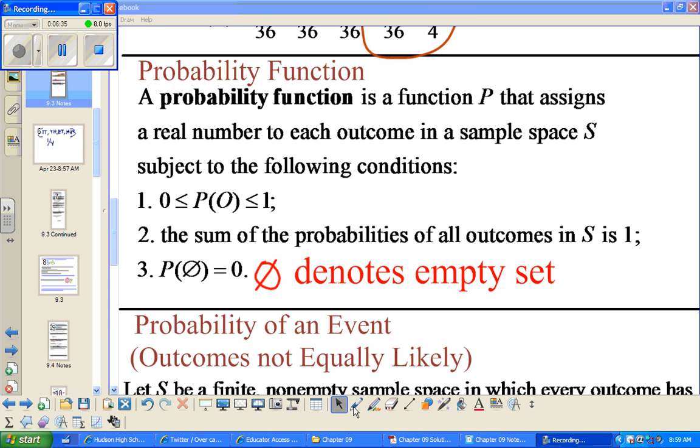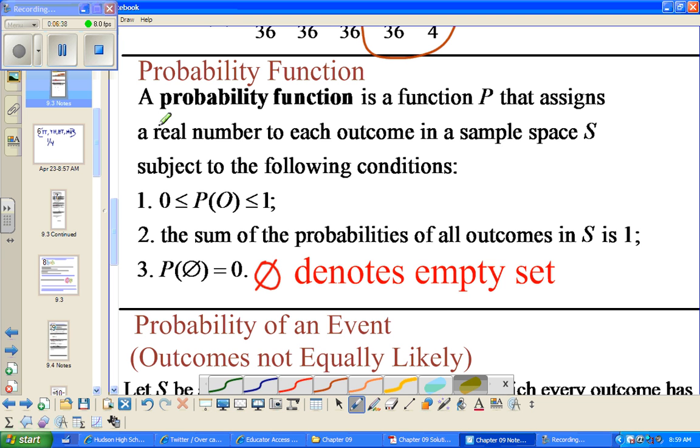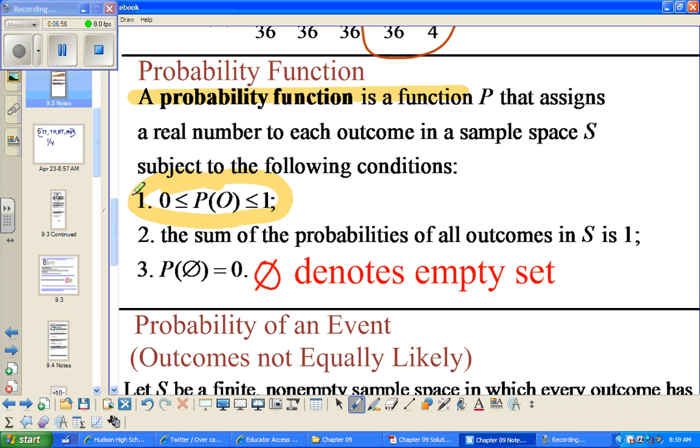A probability function is a function P, that's what we call it, that assigns a real number to each outcome in a sample space S, subject to the following conditions. The probability has to be between 0 and 1, or equal to 0 or 1. The sum of the probabilities of all the outcomes has to add up to 1. And the probability of the empty set occurring is 0.